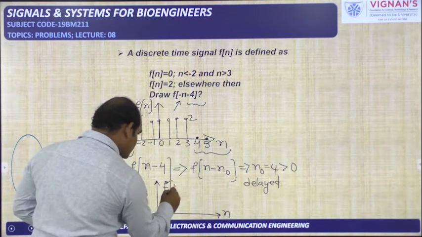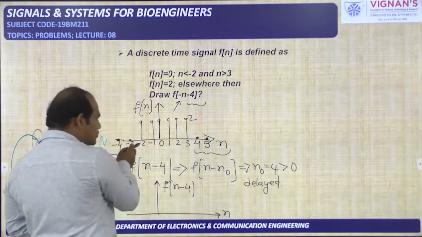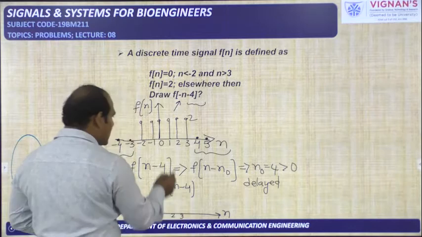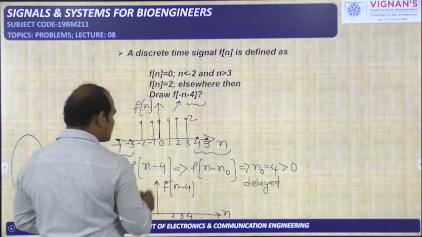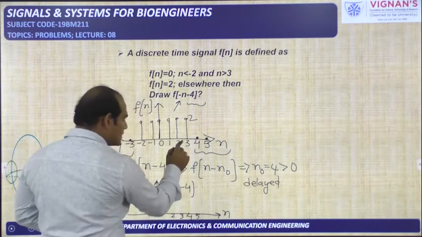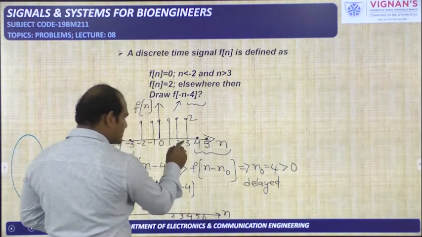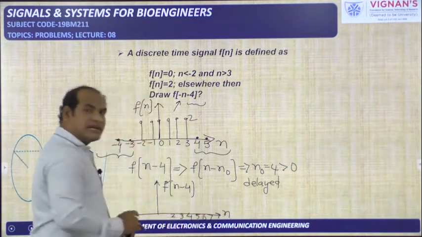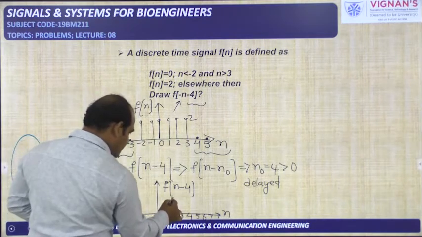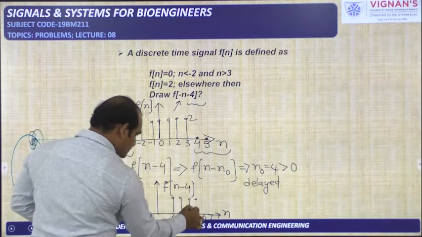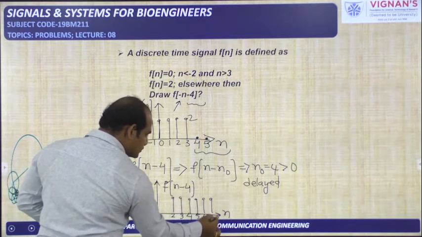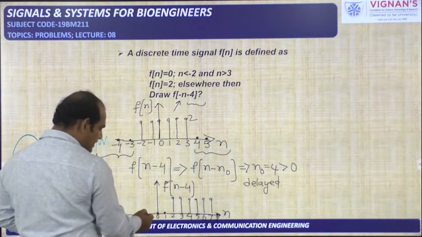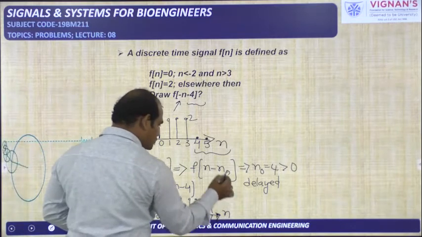f[n-4]. So minus 2 plus 4 will be at 2, minus 1 plus 4 will be at 3, 0 plus 4 will be at 4, 1 plus 4 will be at 5, 2 plus 4 will be at 6, 3 plus 4 will be at 7. For these samples you will get the sample value 2. And the rest of the samples will be zeros only. Those zeros will also be shifted, like this you will get. Here amplitude is 2.